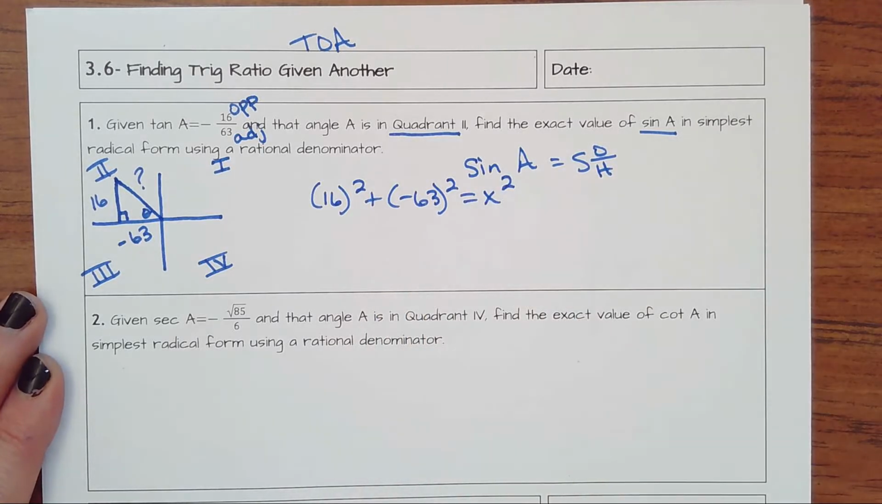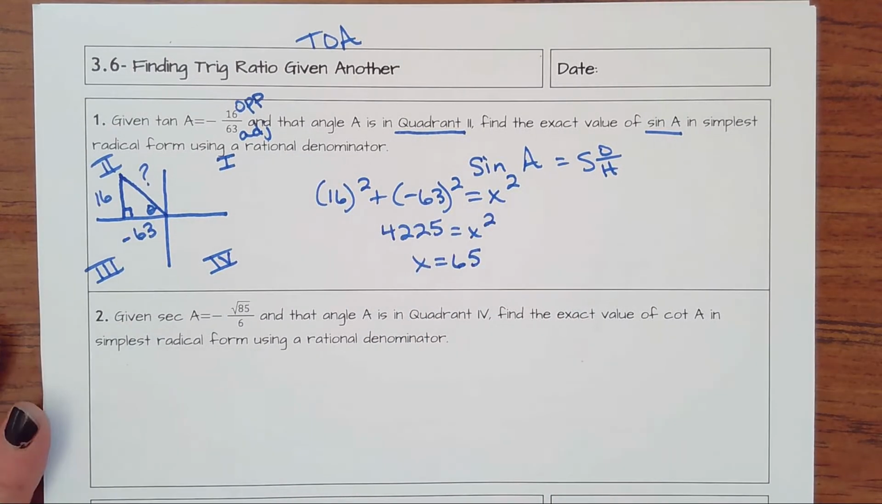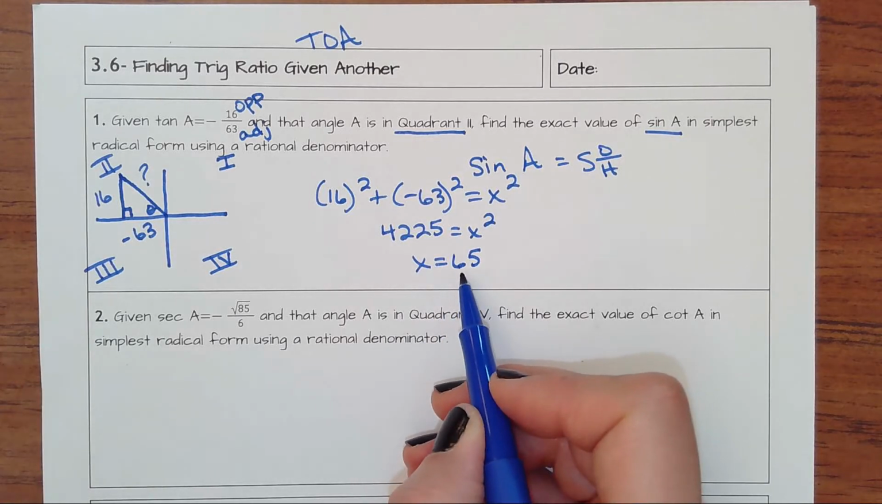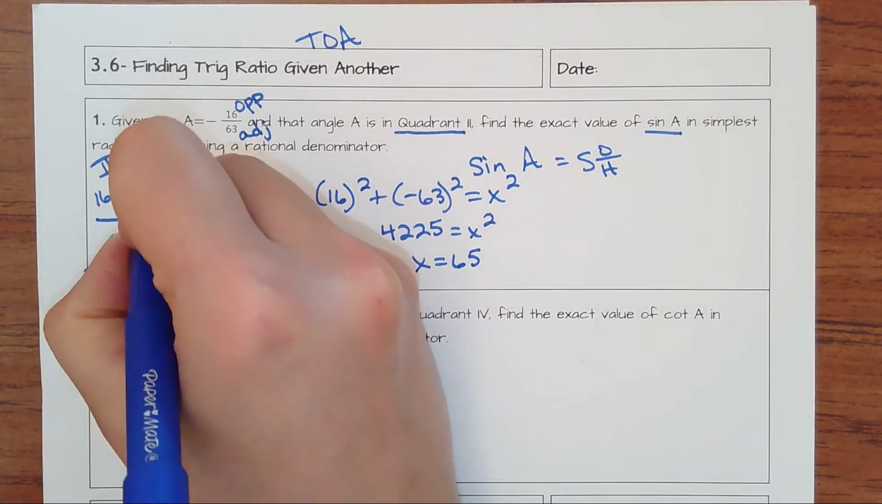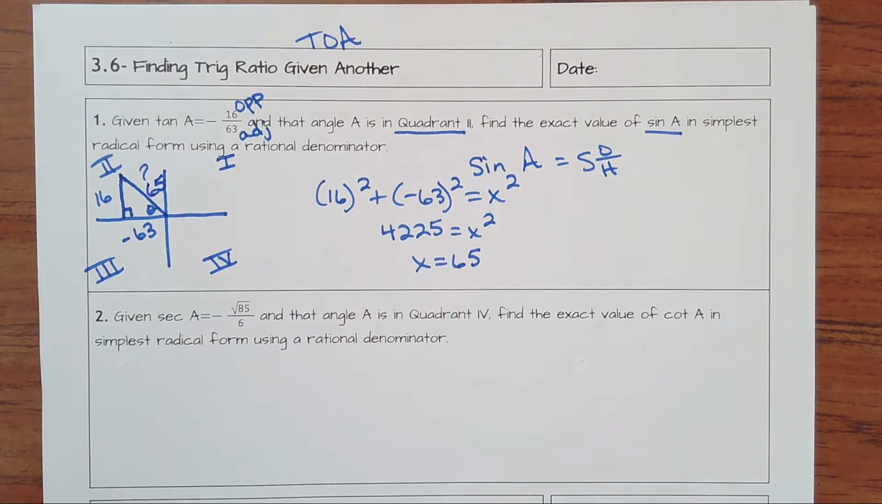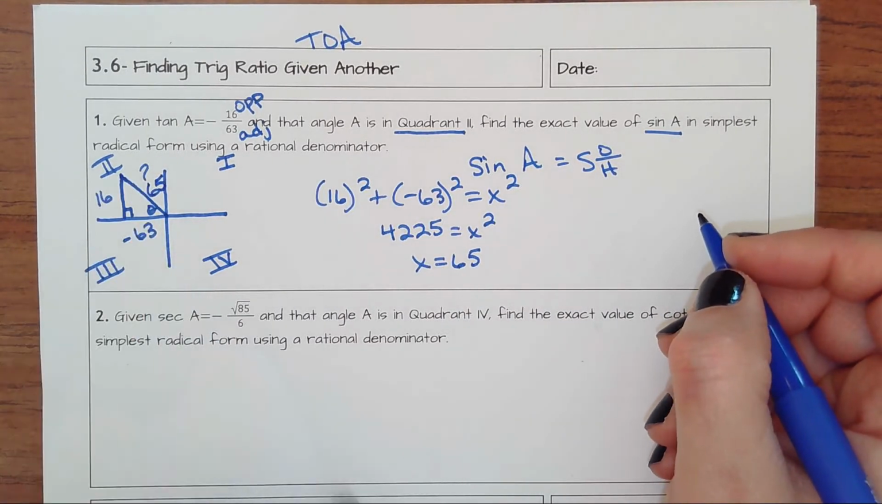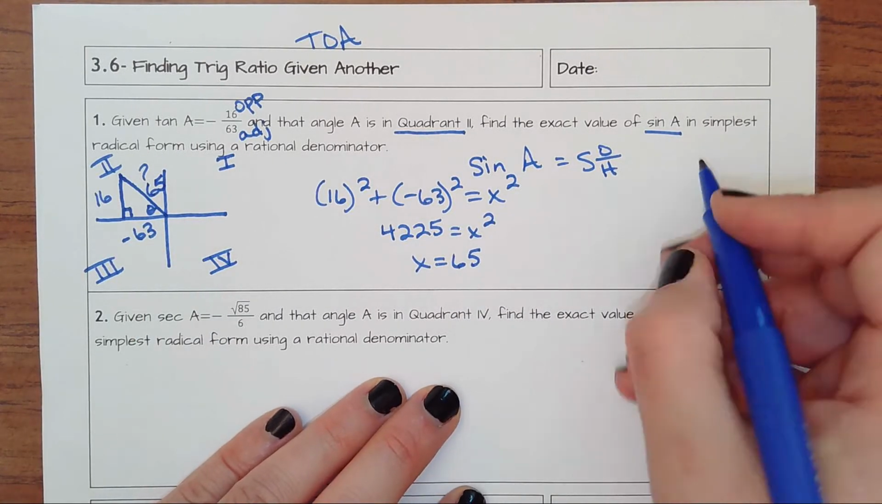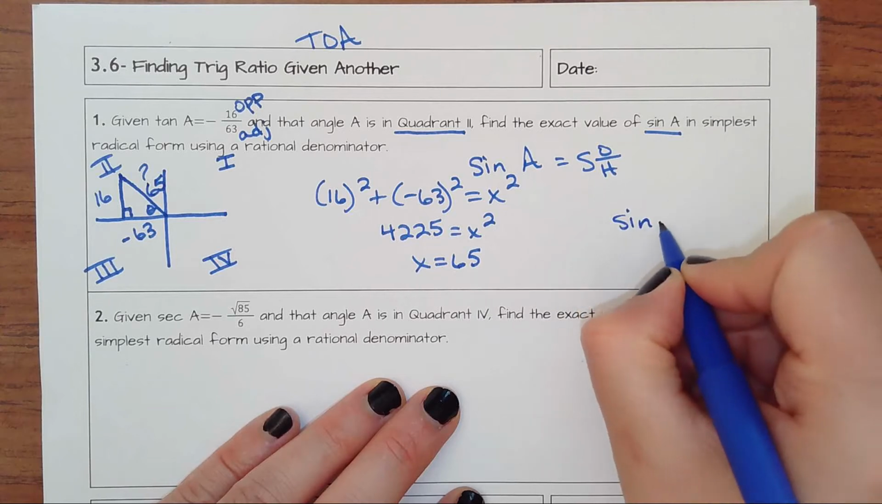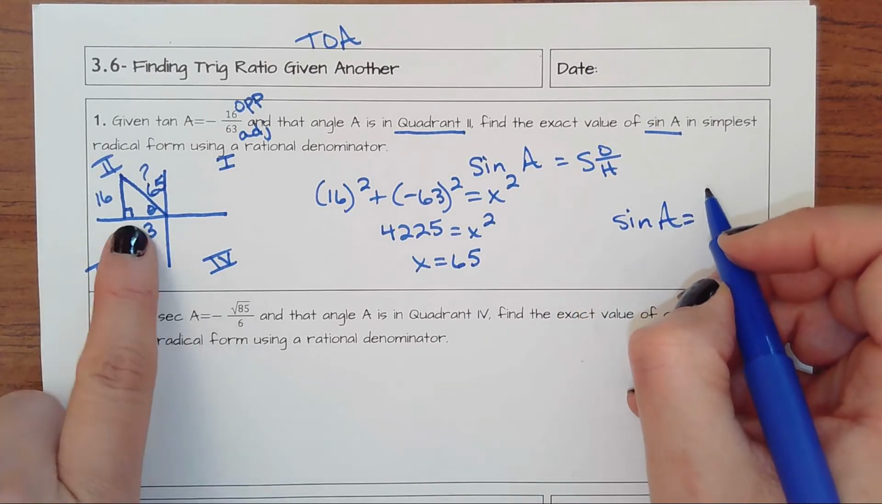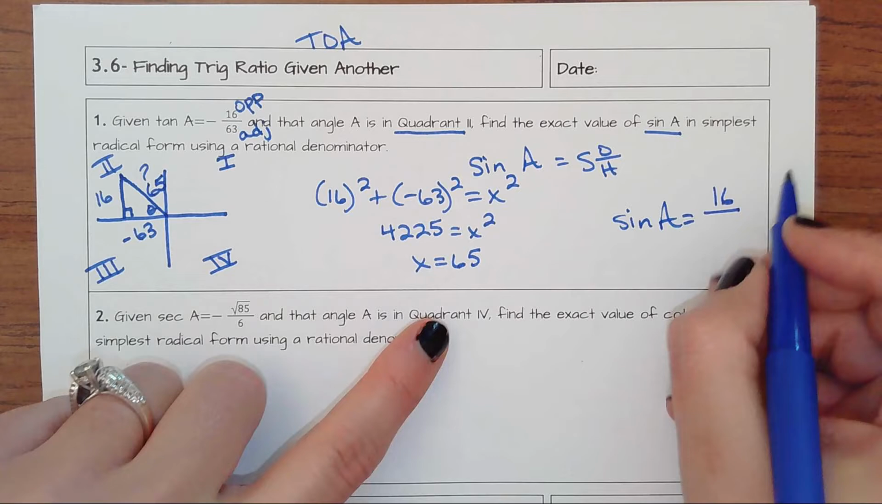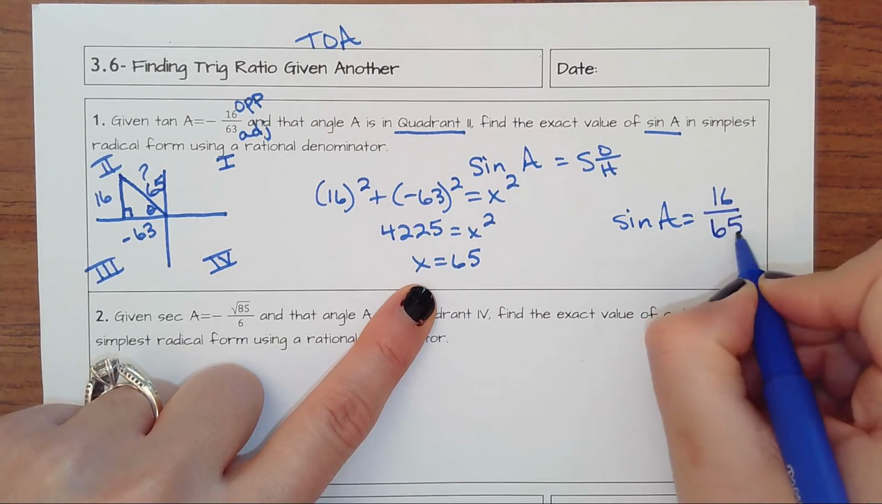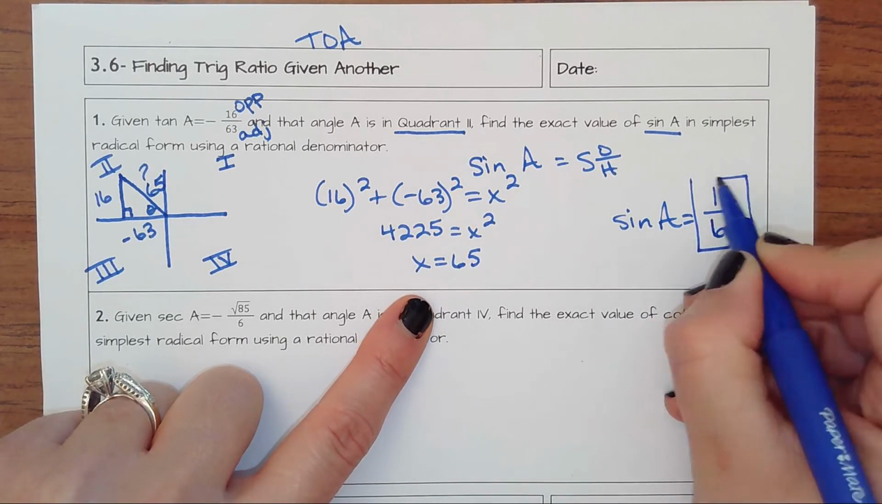And I'll let you solve that and see if we get the same thing. I got it to come out to be a hypotenuse of 65. Remember we talked about that will always be positive for your radius, or your hypotenuse. And so to make the ratio for sine of A, it would equal the opposite, which is 16, over 65. And that would be your answer.